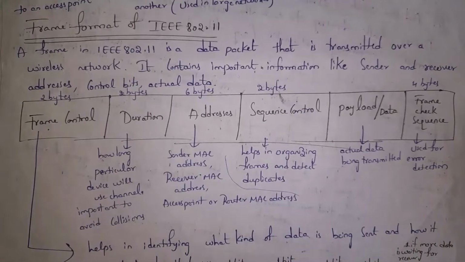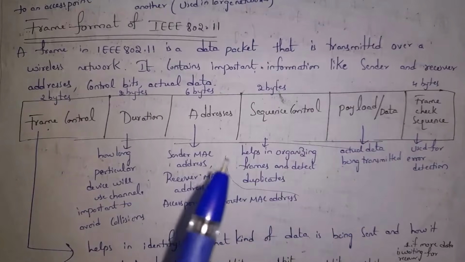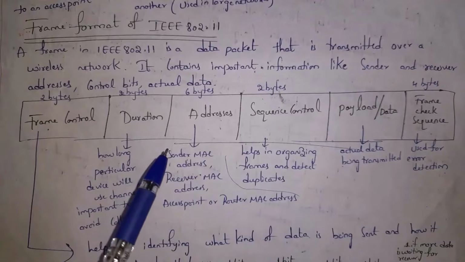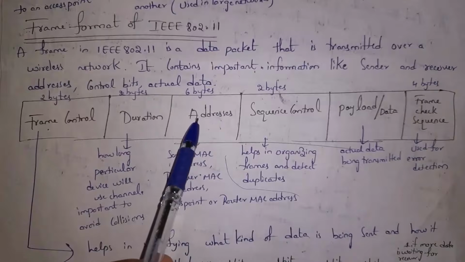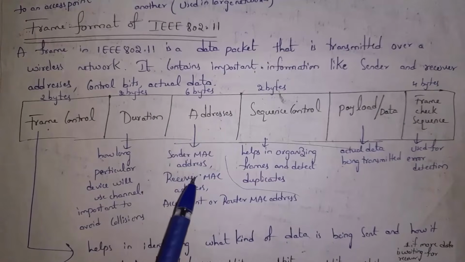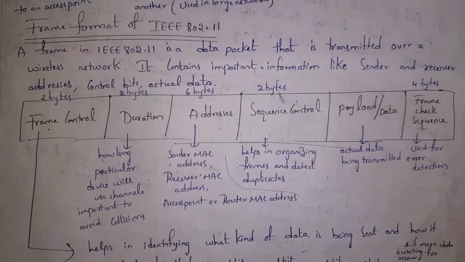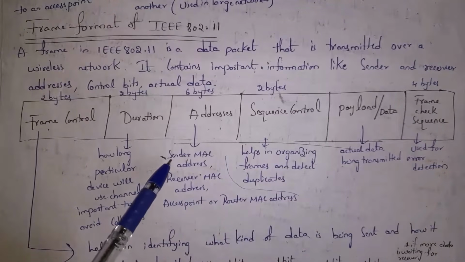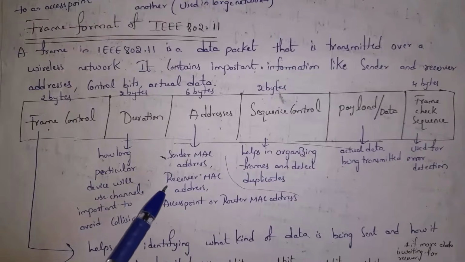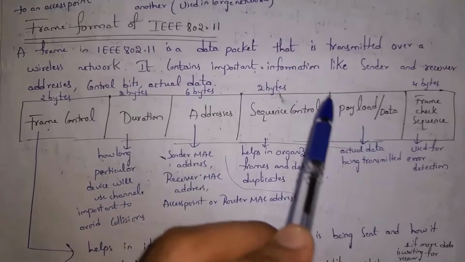And the next field is the address field. Guys, if you want to identify any person, we can identify the person by using an Aadhaar number. In the same way, if you want to identify any device in a network, we can identify the device by using a MAC address. The address field is 6 bytes. So the address field contains the sender MAC address, the receiver MAC address, and also the access point MAC address. Based on these addresses, devices can communicate in the network. Sender MAC address 2 bytes, receiver MAC address 2 bytes, and access point MAC address 2 bytes. Total 6 bytes.